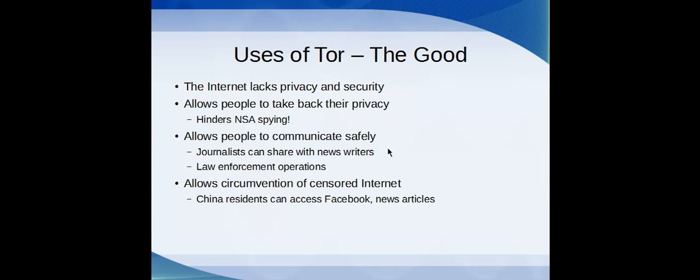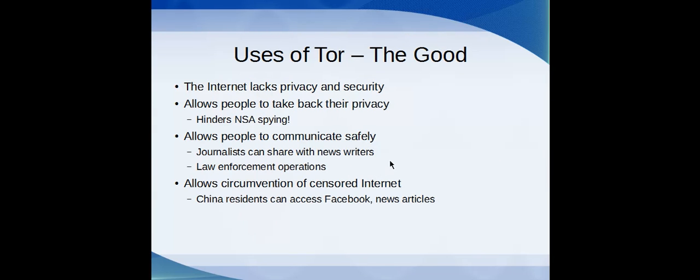Journalists living over in the Middle East, spying on ISIS and getting all kinds of crazy information about them, can safely communicate with news writers and article writers over here in the U.S. by using Tor. And a lot of law enforcement uses Tor for their operations. A lot of undercover agents can use Tor to safely communicate with other law enforcement agents while they're in with gangs and stuff like that. They can communicate what they're learning.